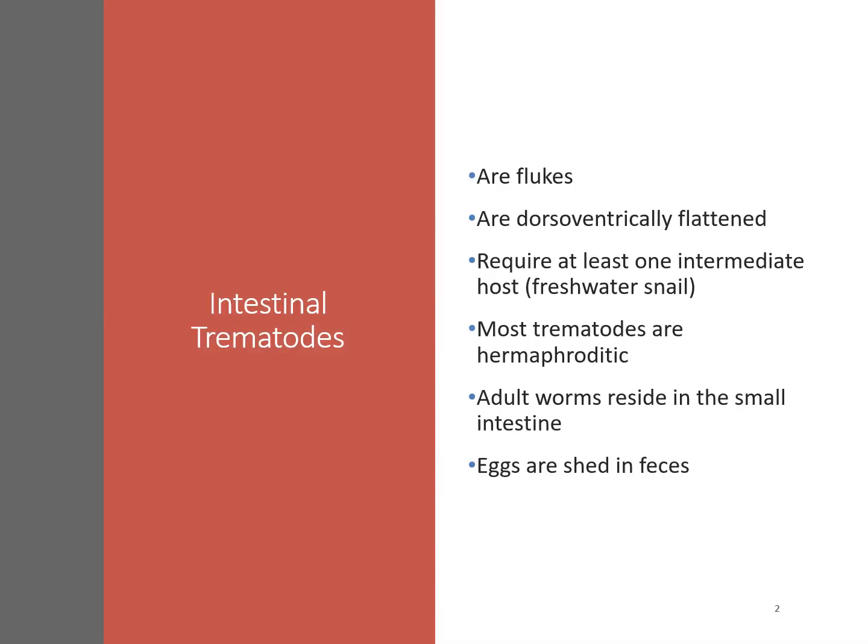This lecture will cover the trematodes, which are the flukes. First we'll look at the intestinal trematodes. They are flukes, which are dorsoventrically flattened parasites. They require at least one intermediate host, usually a freshwater snail, and most of them are hermaphroditic. The adult worms reside in the small intestines, and the eggs are shed in the feces.